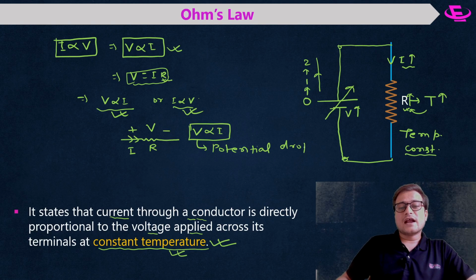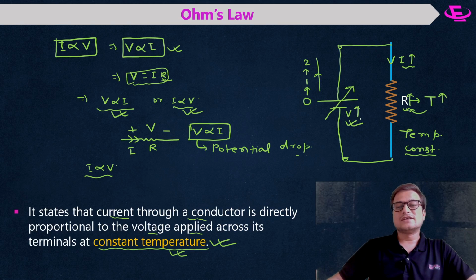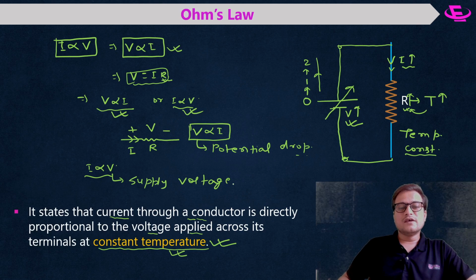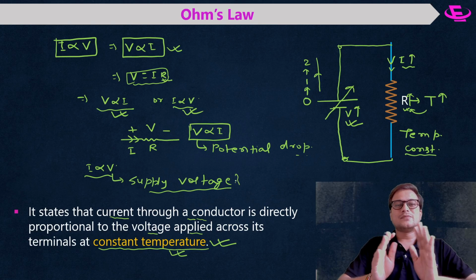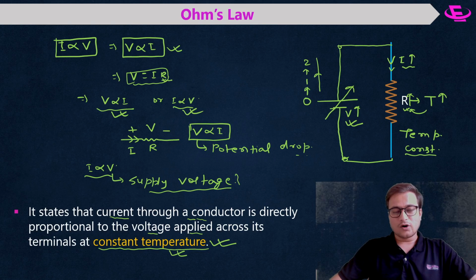Next, the second term I am writing: I proportional to V. I proportional to V means, what is V? V is the supply voltage, and I is the current flowing through this one. Then here you write V is the supply voltage. So this is the basic difference between these two terms, V proportional to I and I proportional to V. I hope this is now clear to you all.